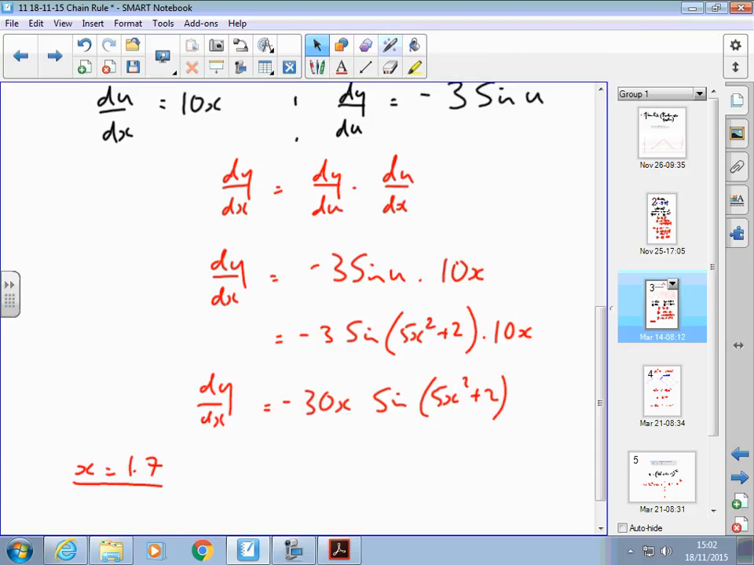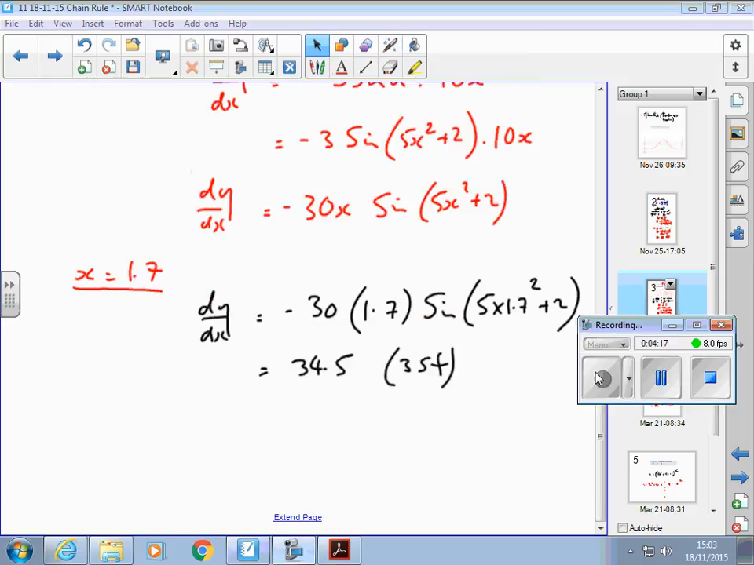And then, again, we can put the 1.7 in. What is the differential when x is 1.7? So replace x with 1.7 and work it out. Making sure, because now we've got a trigonometric function, that your calculator's in radians to get the right answer. So you should get 34.5 to 3 significant figures if you've done this on the calculator. If you're watching this video, do it, because then you make sure you're using the calculator correctly.